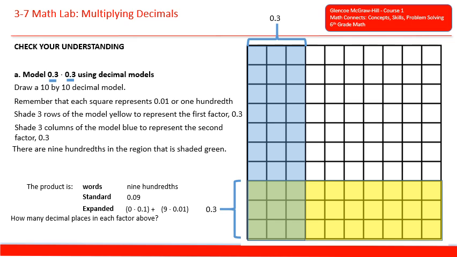How many decimal places in each factor above? So in the problem, 0.3 has 1, 0.3 has 1, and then how many decimal places in the product? 0.09 has 2 decimal places.